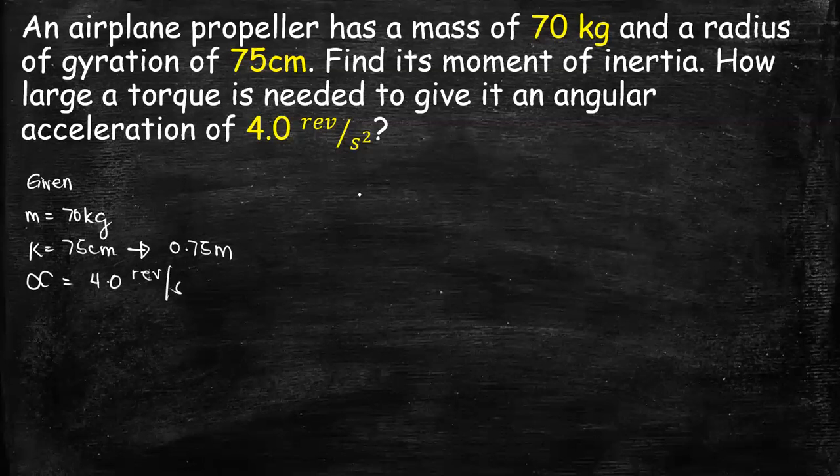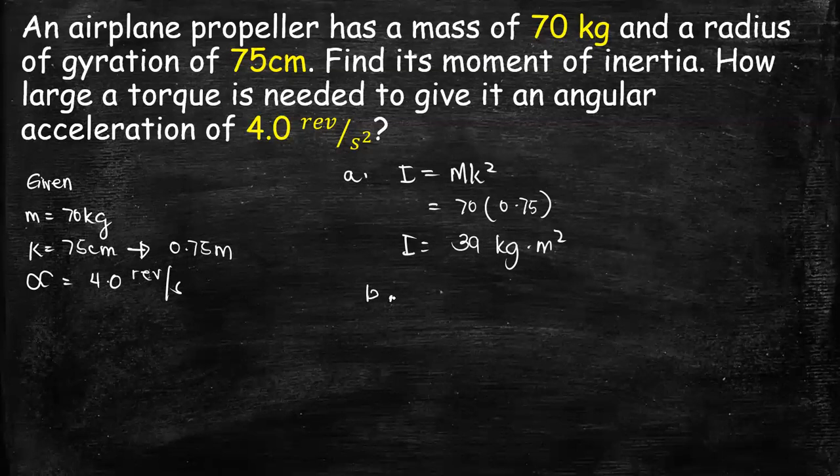So, ang una nating unknown is its moment of inertia. So, I. So, pwede natin gamitin yung mk squared. Okay? So, simply, okay, lagay lang natin yung mga givens natin. 70 times 0.75 squared. Okay, so yung I natin, or moment of inertia of our propeller would be equal to 39 kilogram meter squared.